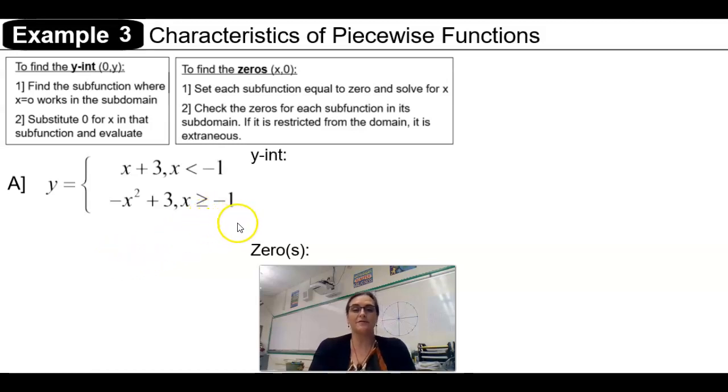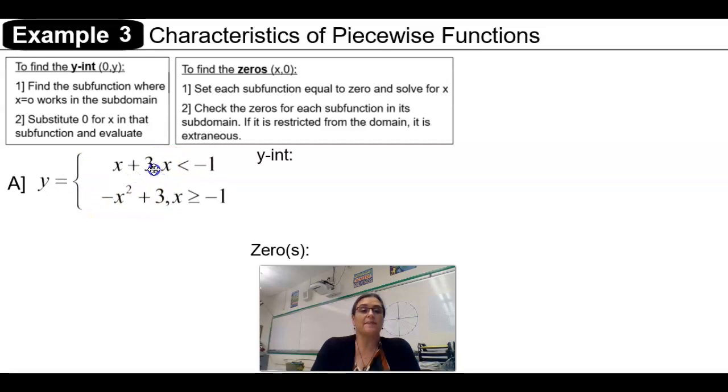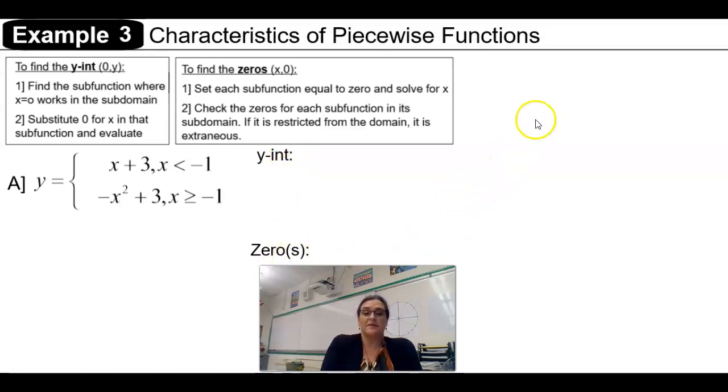Hey, so welcome back to our notes for example 3 in piecewise functions. In this example, we're going to be looking at characteristics of piecewise functions, such as finding the y-intercept and finding the zeros algebraically. So we're not going to sketch the graph of this piecewise function just yet. Instead, we're going to examine the equation and see if we can find algebraically the y-intercept and the zeros.